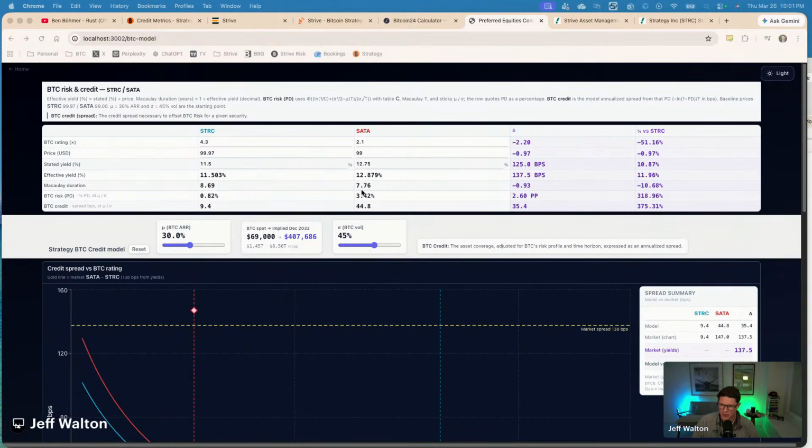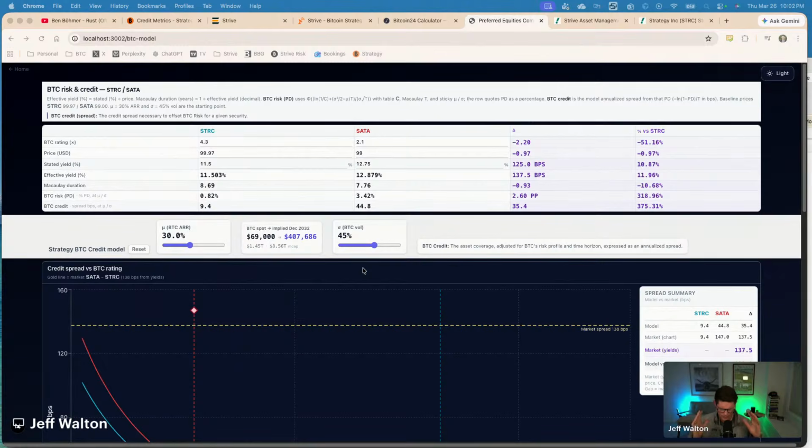The durations are very similar: STRC about 8.7 years, SATA 7.7 years. Now, BTC risk, again, on the Strategy website, you're thinking about the risk over the horizon. So over that duration period, there's a 0.8% chance the Bitcoin on the balance sheet falls below the notional outstanding, based on the underlying assumptions, 30% BTC ARR and 45% volatility. And then the BTC credit here, the relative is 9.4 relative to 44.